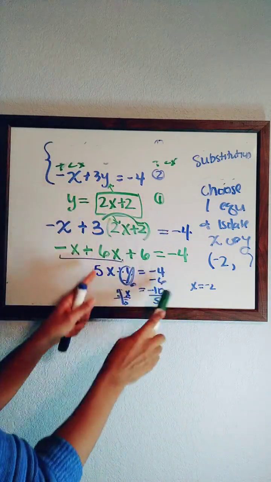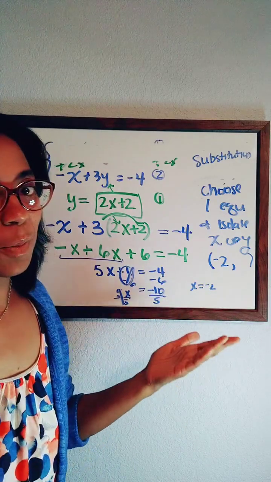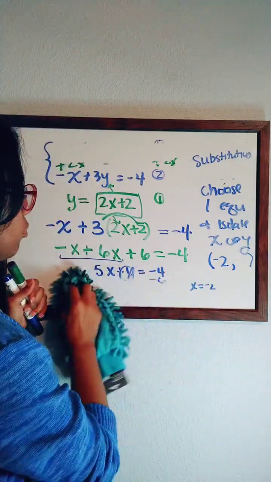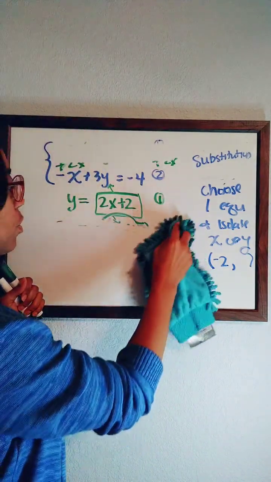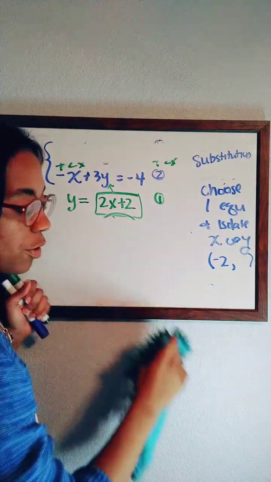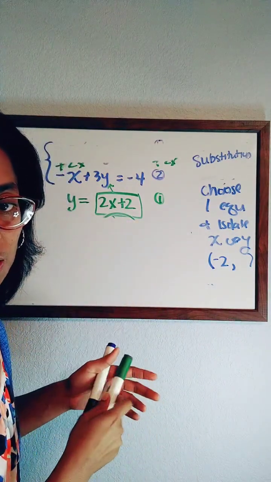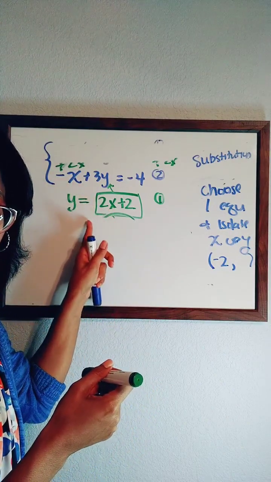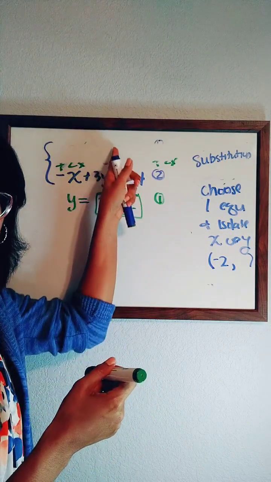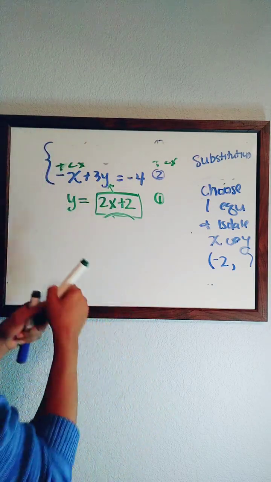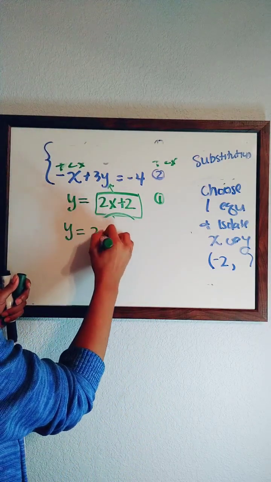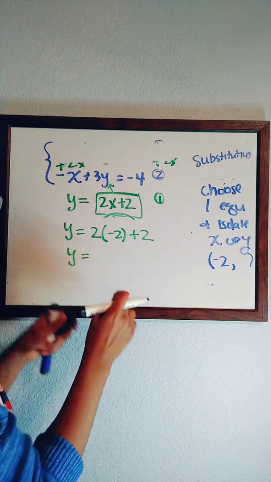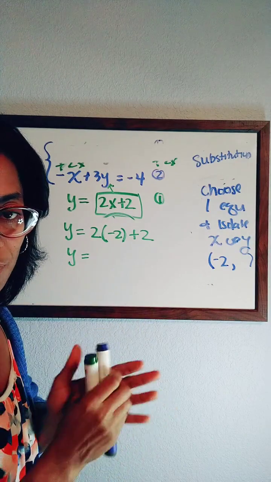It doesn't matter which equation you use, but what's going to be the best equation to substitute it into? Not equation 2. You're trying to get the y value, so let's just go back up here and plug it into equation 1. Okay, here we go. Y is equal to 2 times negative 2 plus 2. Y is equal to, what's going to be your y value?